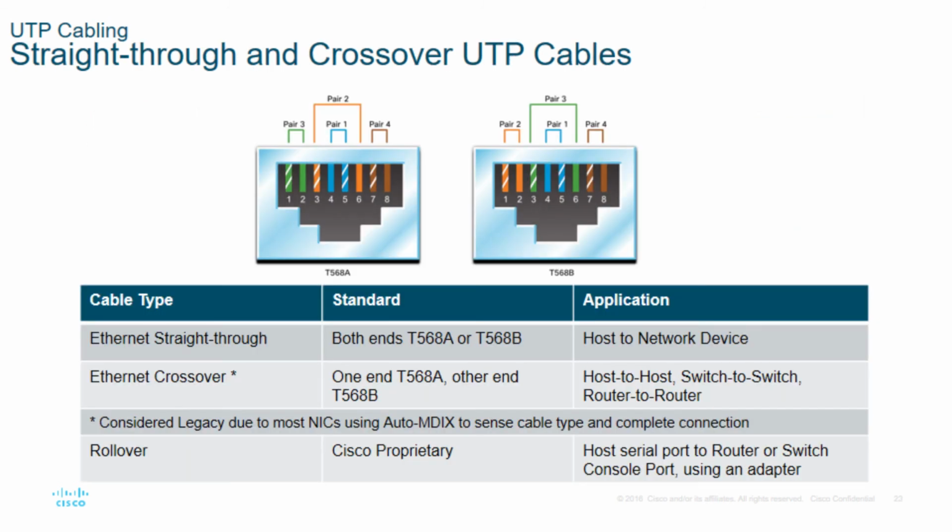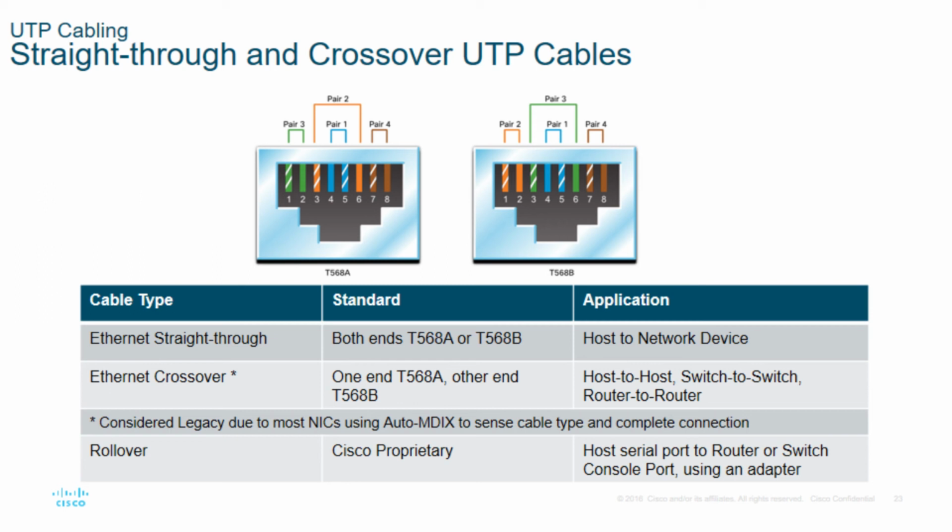Now, straight through and crossover UTP cables. Different situations may require UTP cables to be wired according to different wiring conventions, and this means that the individual wires in the cable have to be connected in different orders to different sets of pins in RJ45 connectors. So the following are the main cable types that are obtained by using specific wiring conventions. Number one is Ethernet straight through, and number two is Ethernet crossover.